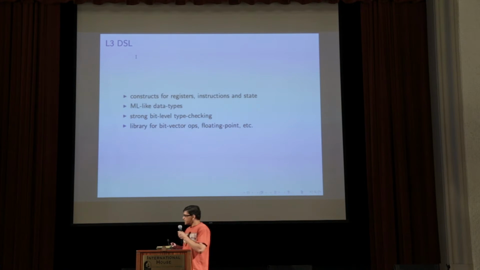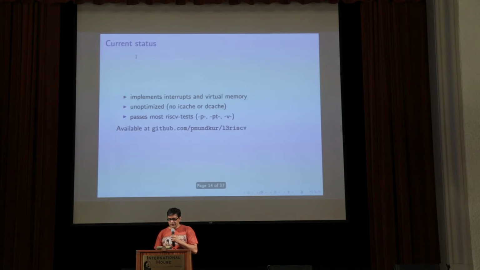A little bit about the L3 DSL. It has high-level constructs for registers, instructions, and the global state that you have in the processor. You have ML-like data types. It's got extremely strong type checking at a bit level, so it really helps you catch any bugs that you may have made in your specification. It's got a library for bit vector operations, for floating point, and things like that.